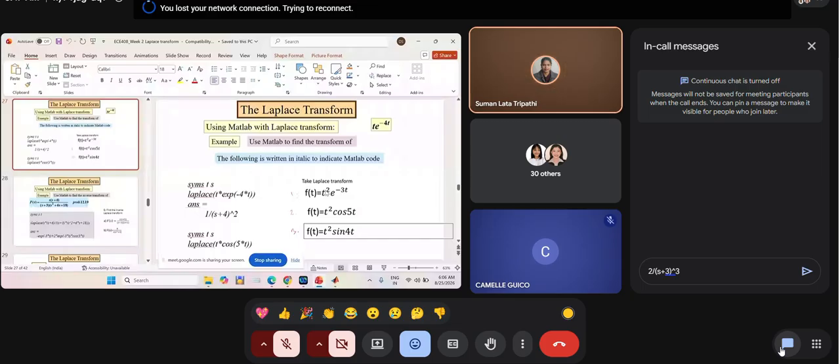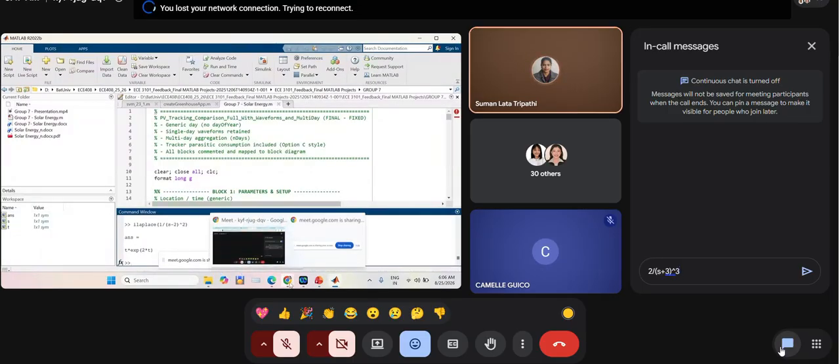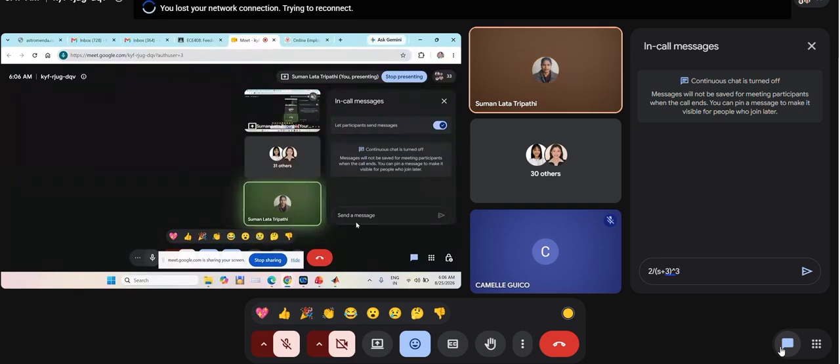The question is f(t) = t square e to the minus 3t, and t square cos 5t and sine 4t. So anyone have got the answer? I'm waiting for your answer.